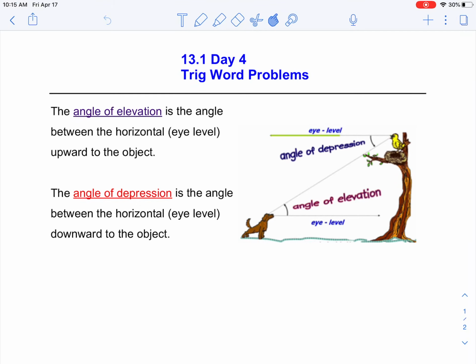Today we will go over Lesson 13.1 Day 4, Trig word problems. Let's go over a couple of definitions first.